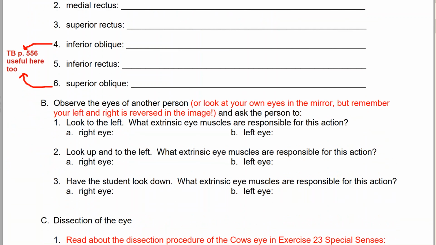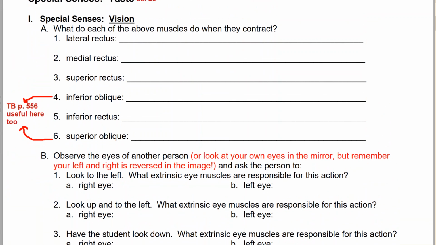You have 4 straight muscles. Rectus means straight, and so they come straight from the back of the eye forward. And then you have 2 oblique muscles, which are diagonal. The functions of the rectus muscles are pretty intuitive and straightforward, but the obliques are a little bit counterintuitive. So you can check out page 556 in your textbook to read more about how those muscles work.